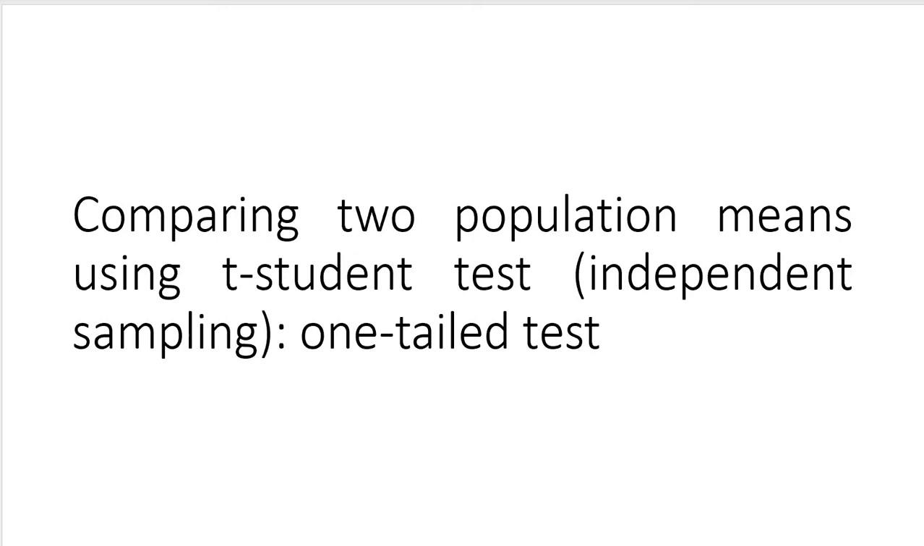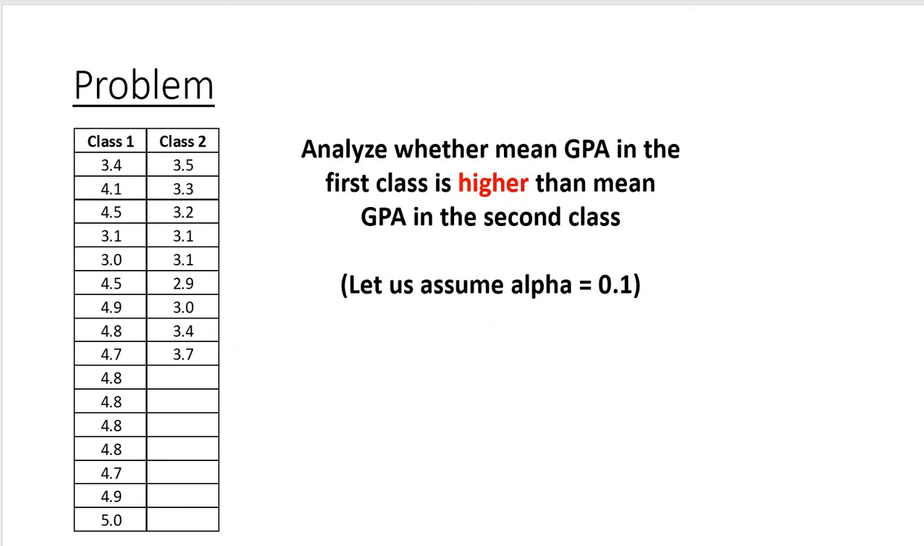Hi, welcome back. So we are going to proceed with t-Student test for independent samples, and this time we concentrate on one-tailed test. So this is the problem. We have two classes and we have to assess whether mean grade point average in the first class is higher than mean grade point average in the second class. Here we assume that alpha is equal to 0.1.